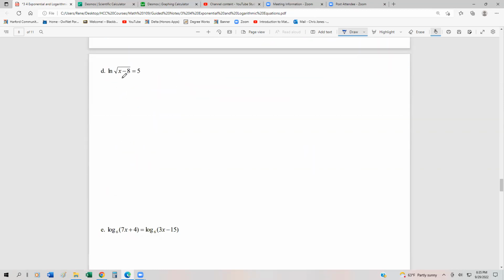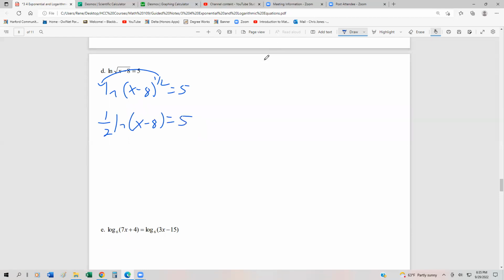Just a couple more really quickly, because these are easier ones. We have the natural log of the square root of x minus 8 equals 5. One of the rules that we remember is if we have a square root, we can write that as a 1/2 power. So that's going to be x minus 8 to the 1/2, which is equal to 5. And then another rule of logarithms is that we can move the 1/2 in front if it's an exponent. So we can write this as 1/2 natural log of x minus 8 equals 5.